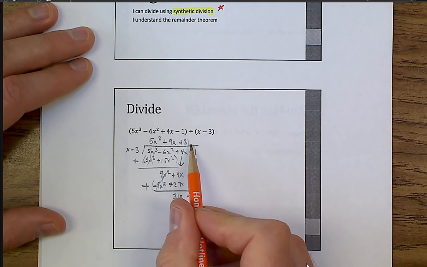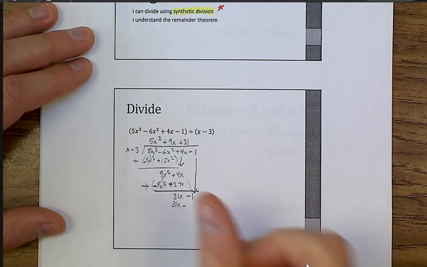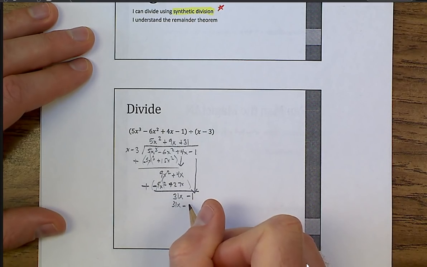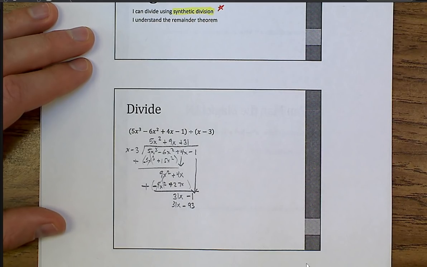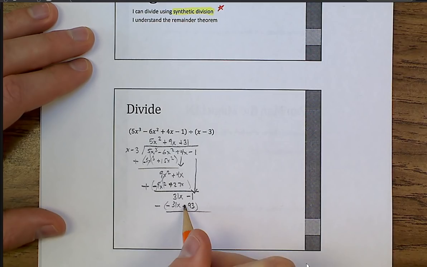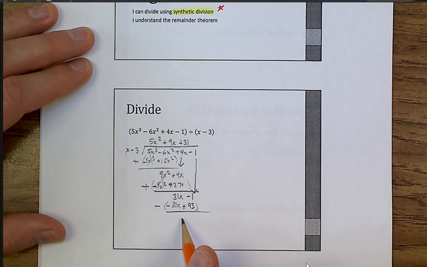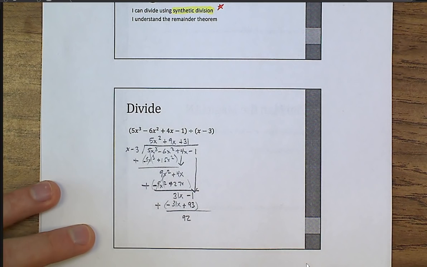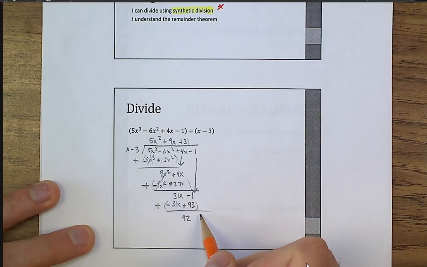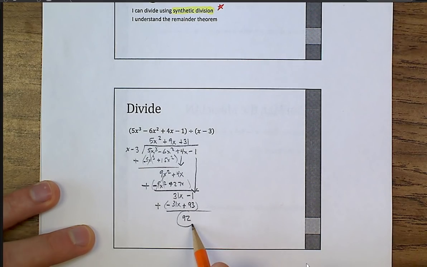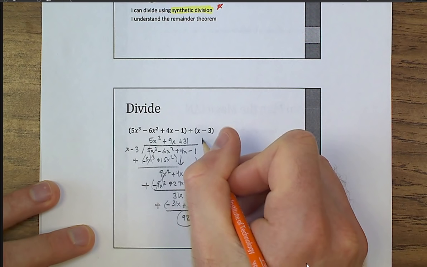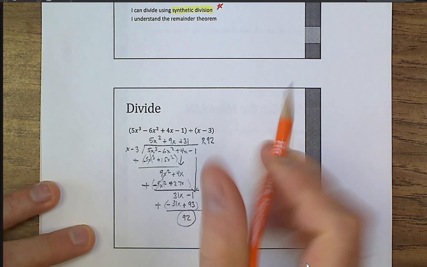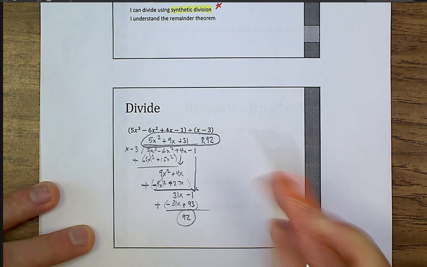31 times negative 3 would be a negative, what is that, 93? Is that right? I believe so. Double check it here. And then I have subtraction, run it through, add it. So that's going to be a 92. And this is my remainder. There's nothing to bring down, and so I have 92 as my remainder. So I would write remainder 92, and this would be my answer right here. And so that's using long division.